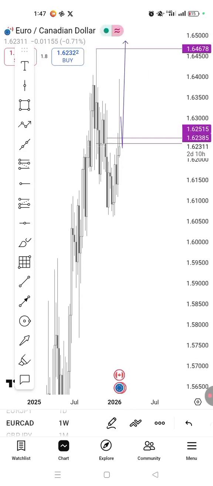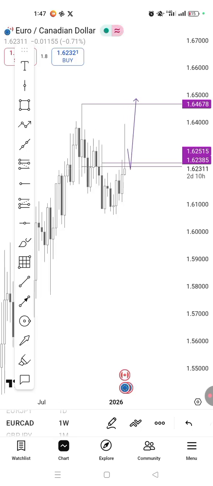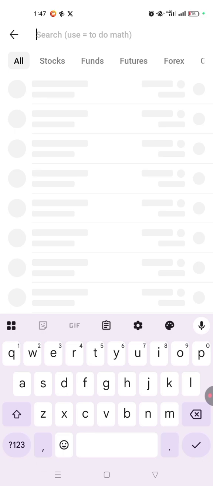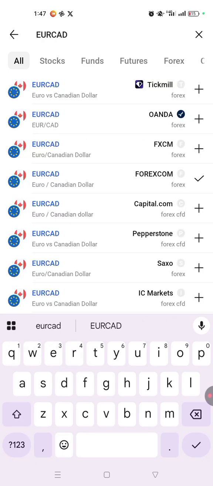Now, the first thing you want to do when you are coming, let me open another Eurocard. I don't want to clear my chart. Let me use Oanda. Where's Oanda? Oanda, okay.